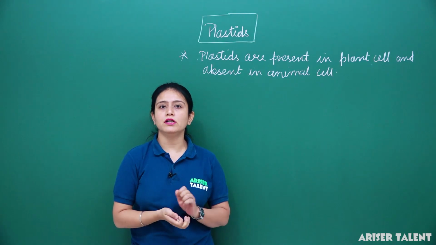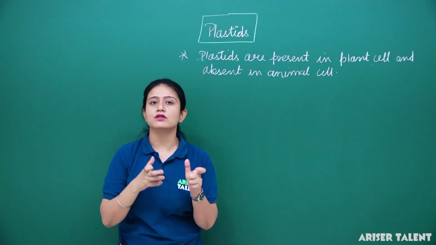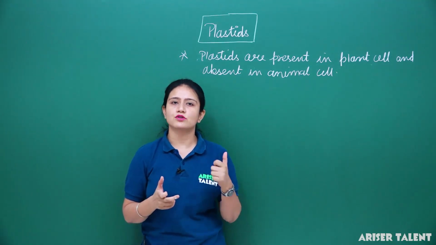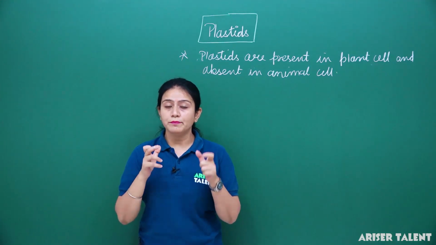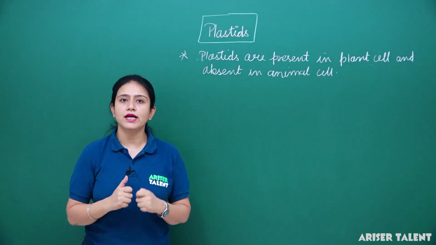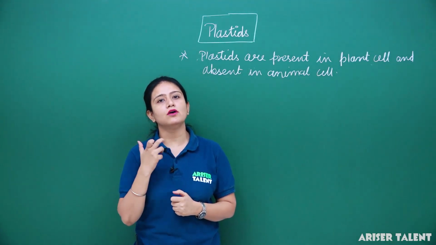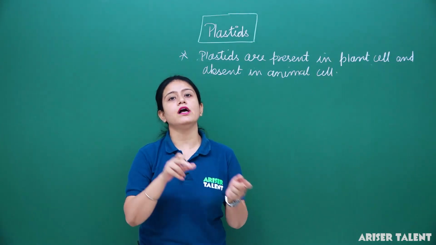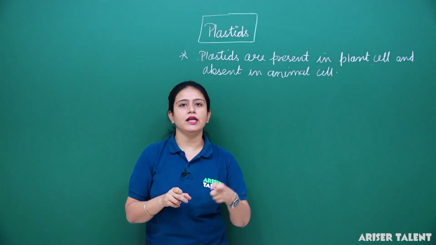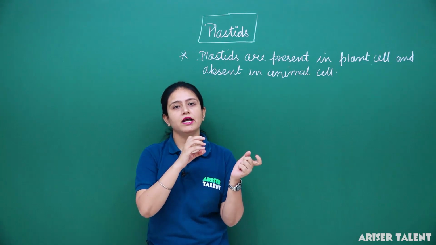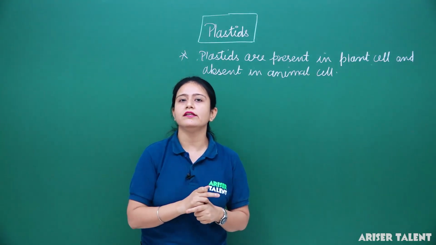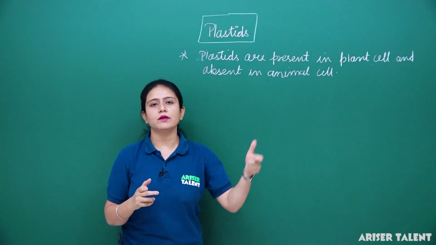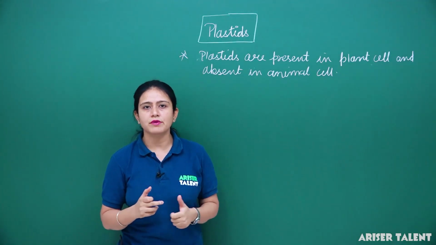If we talk about the types of plastid on the basis of different colors, generally plastids are of three types: Chloroplast, Chromoplast and Leukoplast. But before that, I want to tell you that like mitochondria, plastids are also known as semi-autonomous. Why? Because like mitochondria, plastids also have DNA and ribosomes, and they can synthesize their own protein and enzymes. This is the reason plastids are known as semi-autonomous.